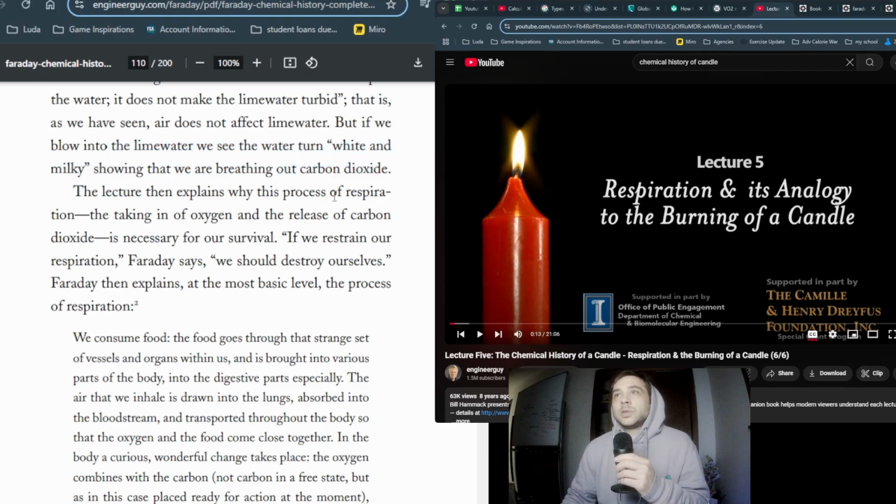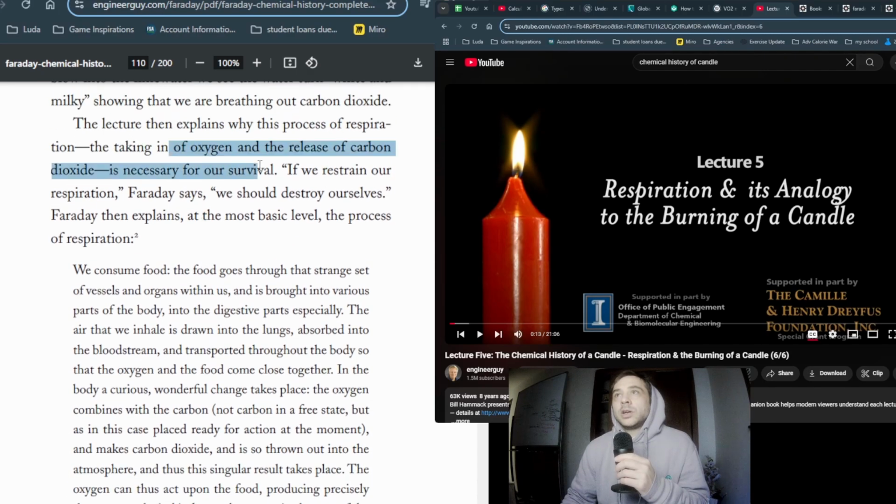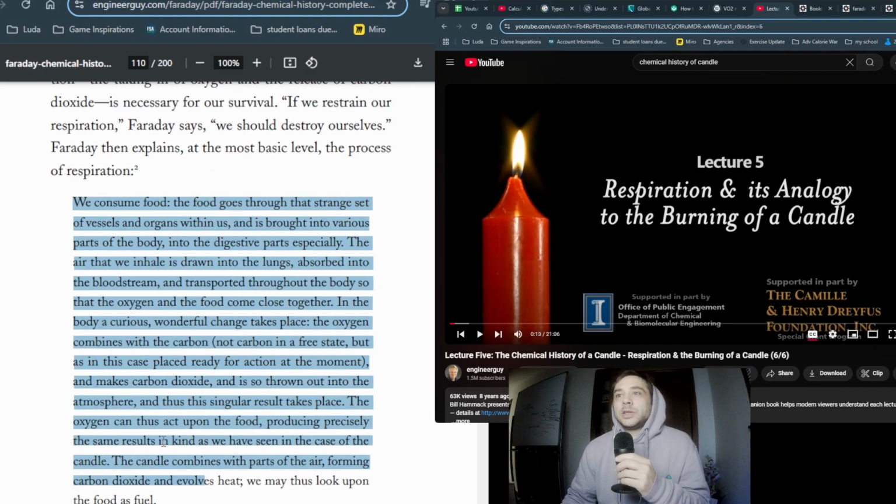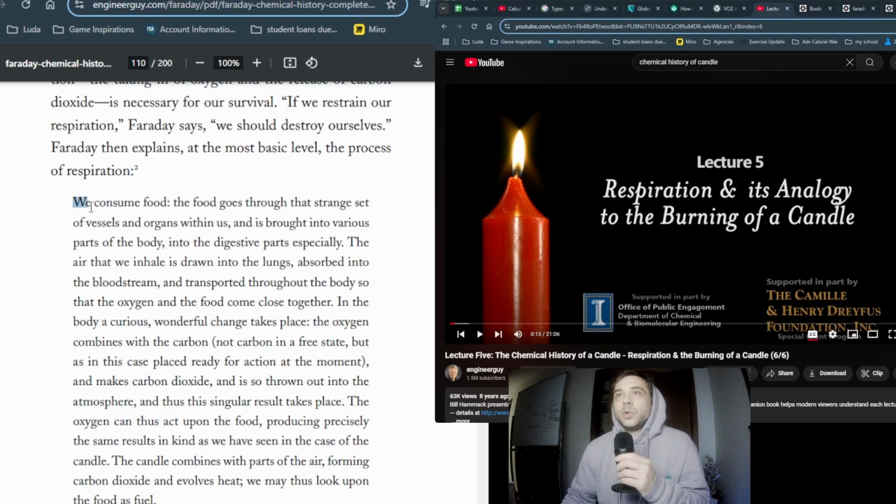The lecturer then explains why this process of respiration, taking in oxygen and releasing carbon dioxide, is necessary for our survival. If we restrain ourselves from respiration, we should destroy ourselves. And then here's Faraday's explanation. We consume food. Food goes through a strange set of vessels and organs within us and is brought into various parts of the body, into digestive parts especially. The air that we inhale is drawn to the lungs, absorbed in the bloodstream, and transported to the body so that the oxygen and the food come close together.